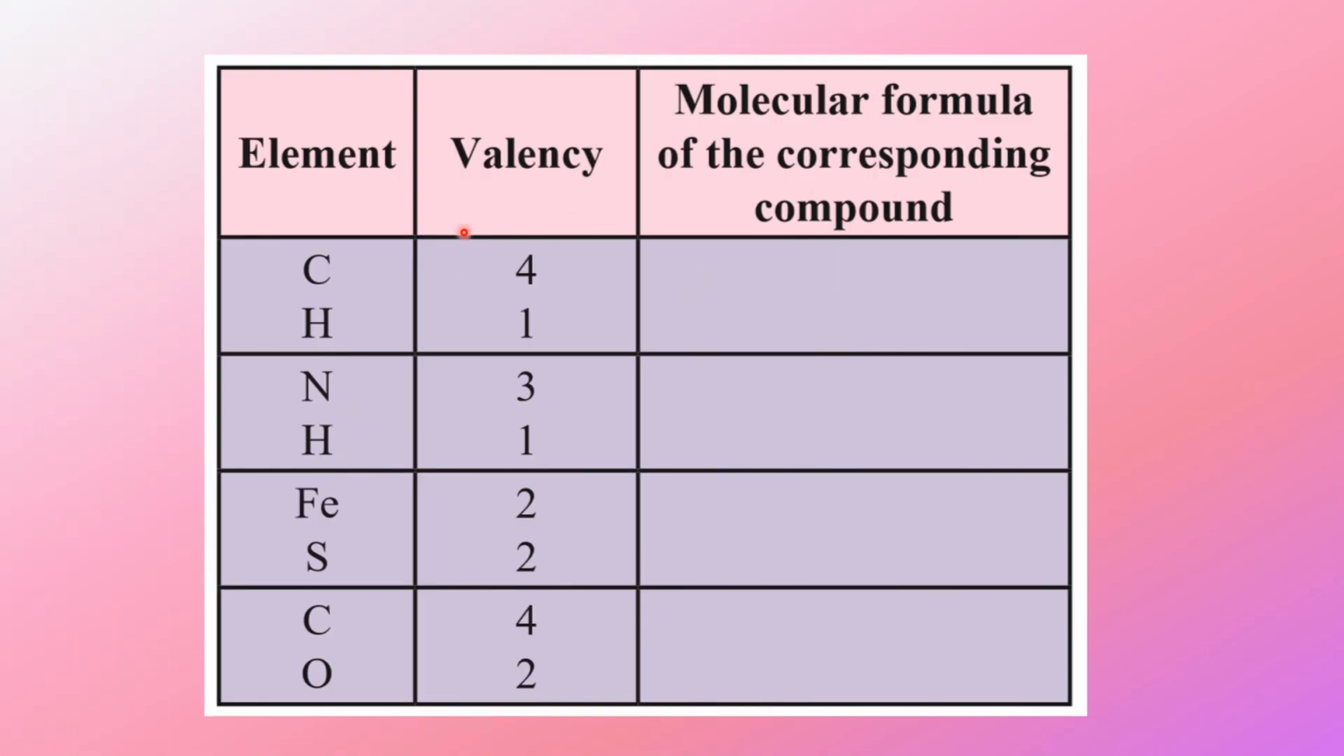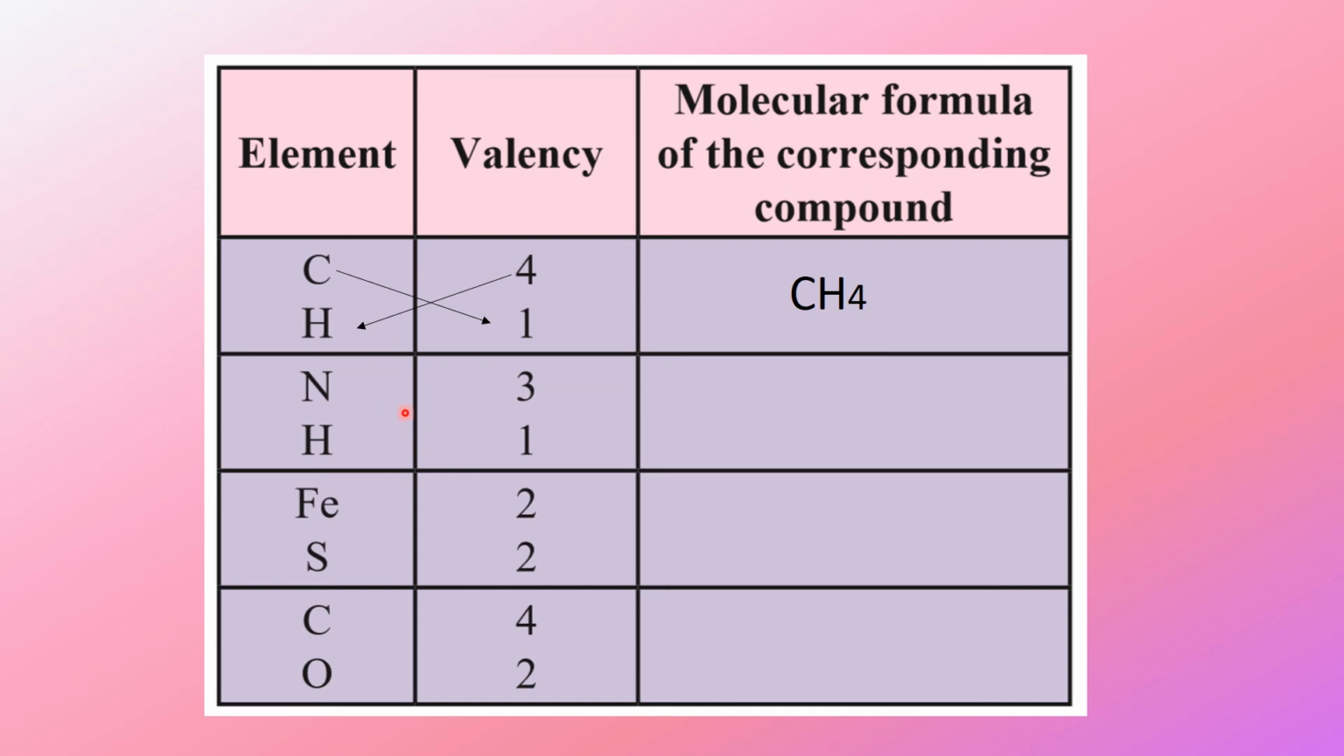Next, we will see the table. So here the element and valency are given. We have to write the molecular formula of the corresponding compound. Here the elements are C and H. The valency of C is 4 and the valency of hydrogen is 1. So after cross multiplication, see what we'll get: the formula C1, or we have to write only C, and for H4, CH4. After cross multiplication we'll get the formula CH4.